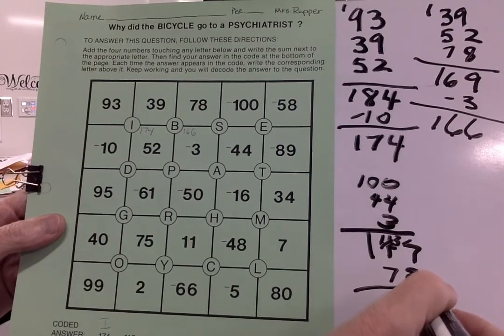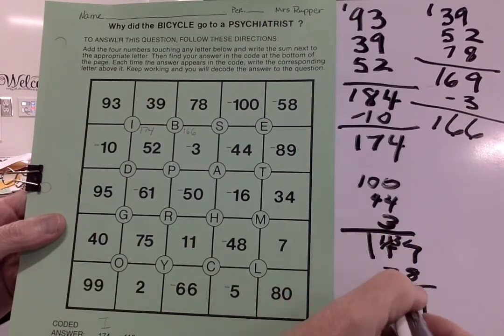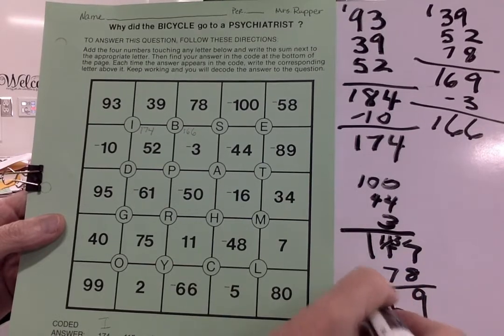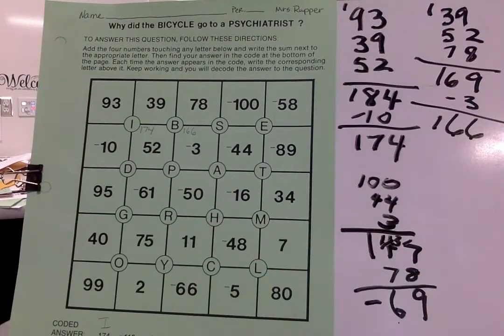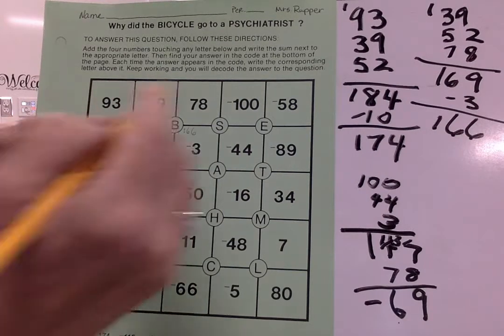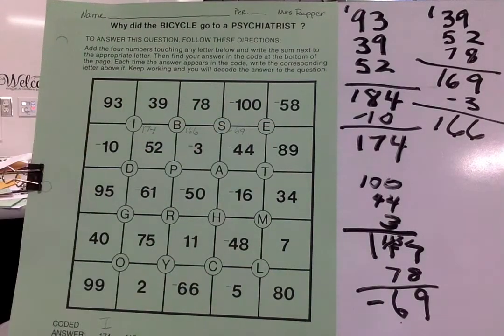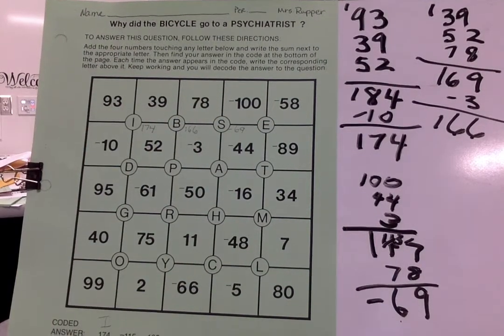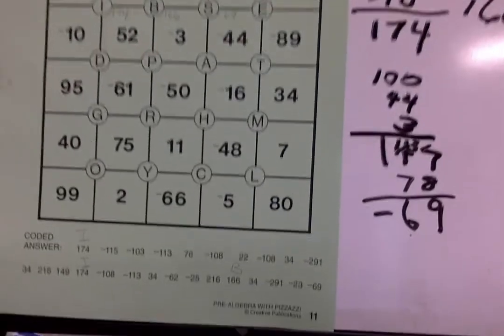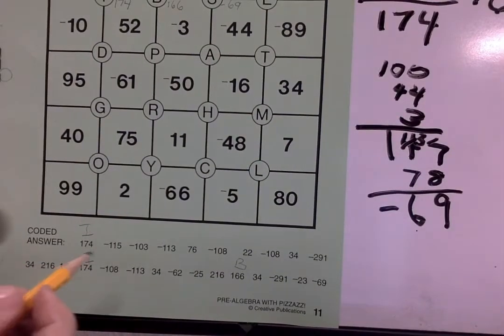17 take away 8 is 9. 13 take away 7 is 6. And the answer is negative because we know the negative won the war. So right here, the answer is negative 69. So down below, we find all of the negative 69s, and that's what S is going to be.